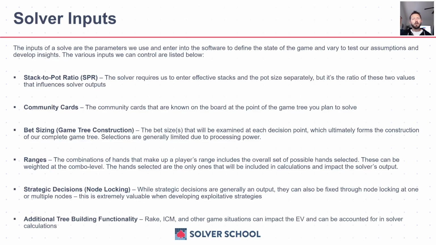And then finally, there are some additional tree building functionality that many solvers have baked in to account for things like rake or ICM and other game situations that can impact the overall expectation value, and they can be accounted for in solver calculations. So let's go through each one of these individually so we can get a sense of what those inputs mean and some of the options that we have for those various inputs.